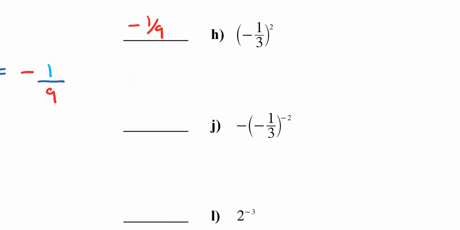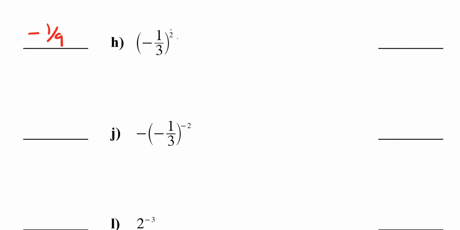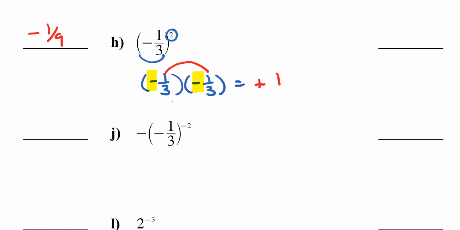Okay, let's move on to letter H. And letter H, since there's a power 2 with brackets, let's go ahead and expand the brackets here. So negative 1/3 times negative 1/3. Since I have an even number of negative signs, my final answer will be positive. 1 times 1 is 1, and 3 times 3 is going to be 9. So positive 1 over 9 is my final answer for letter H.